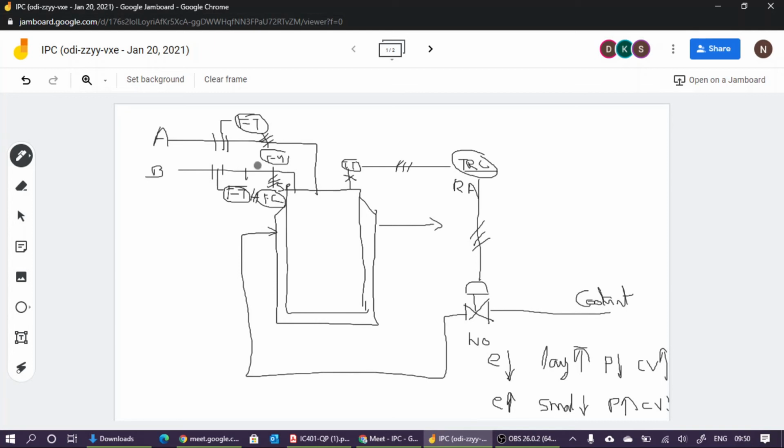So here we have a controller. Here we have a controller, and that controller is actuated by using this FC. So again, this one is an electric line. So this one is a feed control.